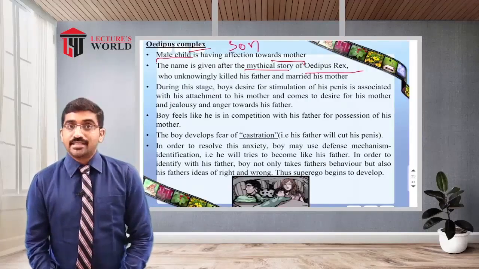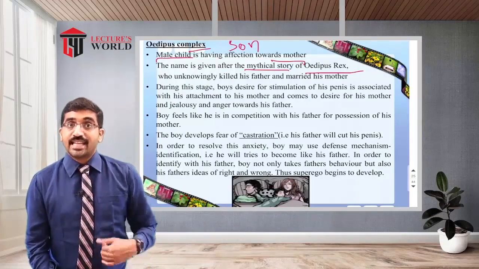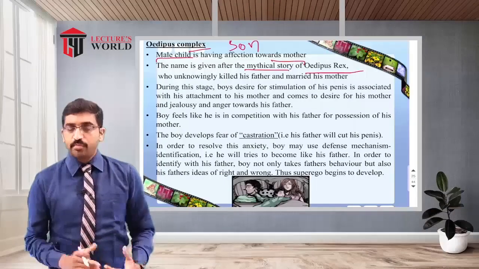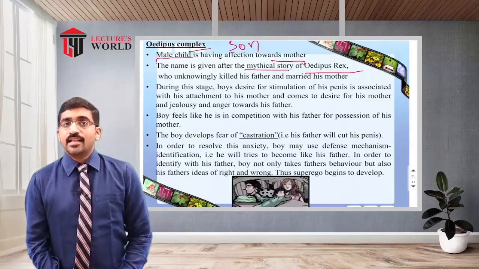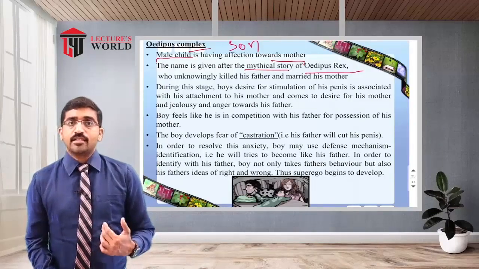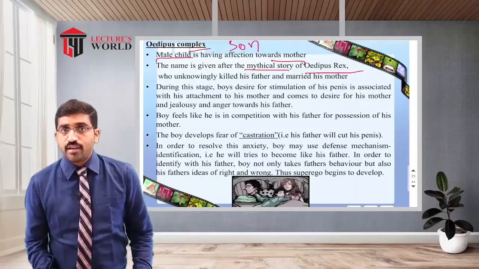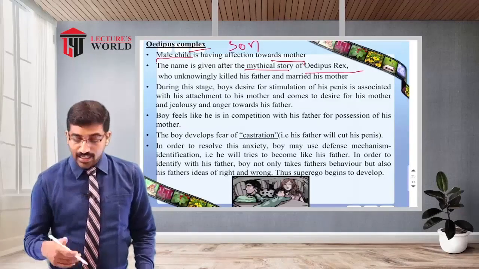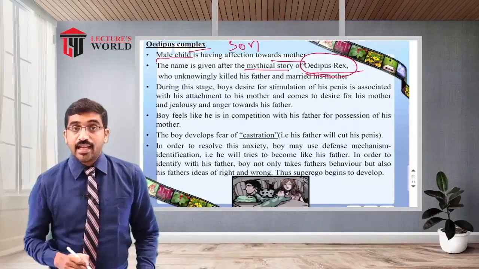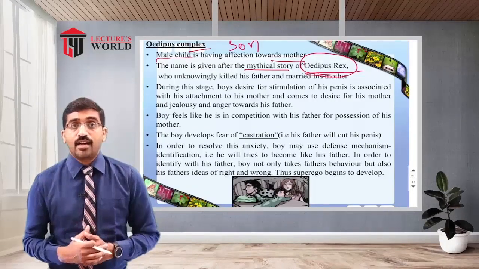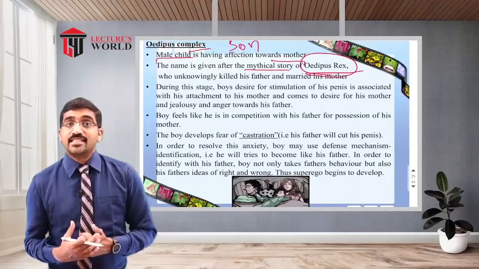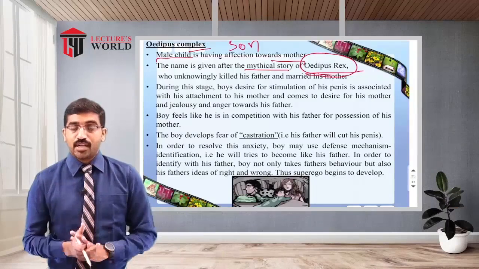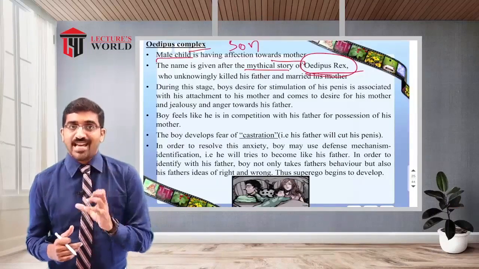So what happened? Oedipus Rex, there was a king. I do not remember the exact name because this is not much important for us, but that king had a good relationship with his wife, and they got a child, and the child's name was Oedipus Rex. But during some unavoidable circumstances, they threw their child in the water, something like that. I am not sure about the story exactly. This is the overall essence of the story.